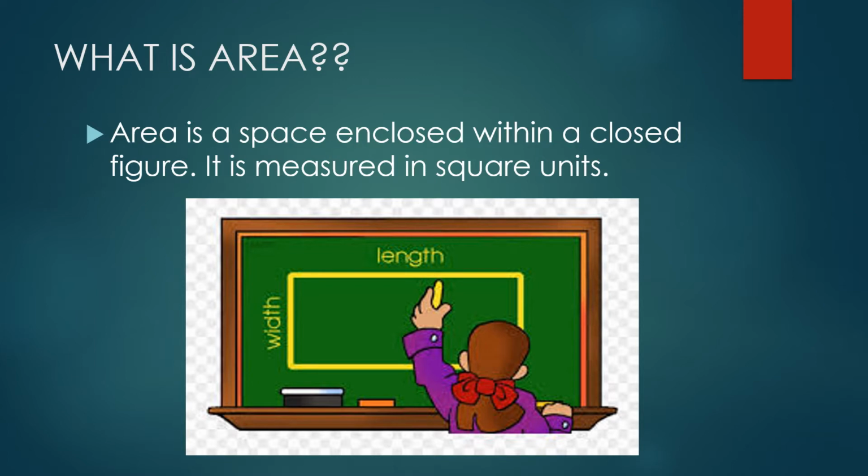What is area? Area is the space enclosed within a closed figure. It is measured in square units. Whatever figure is there, whatever portion is included inside the boundary is called its area, and that is measured in square units. Whatever the unit is, suppose it is centimeter, then square centimeter; suppose it is meter, then square meter, etc.